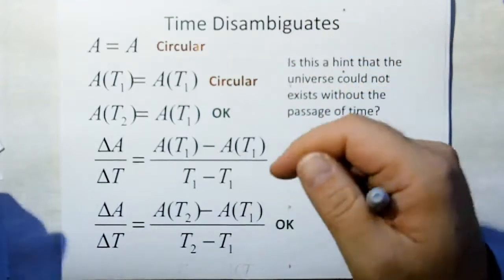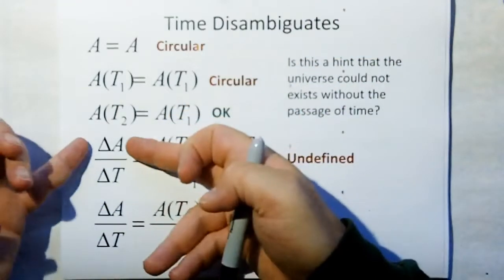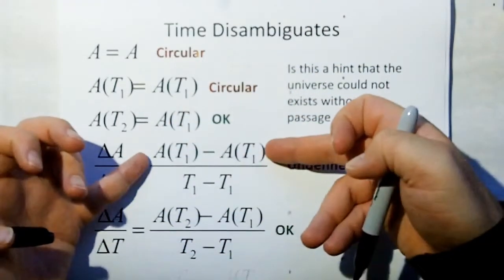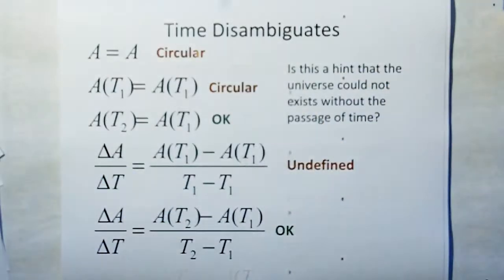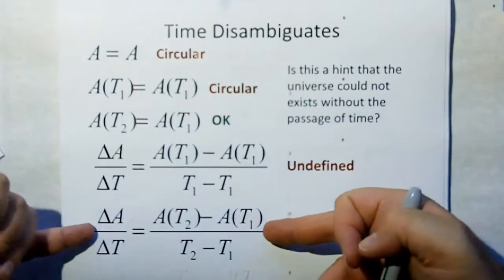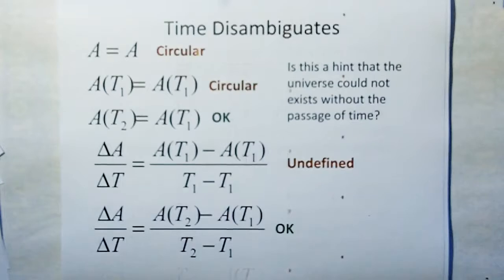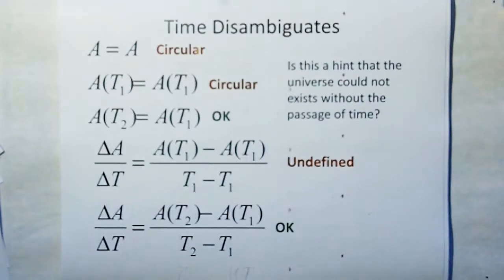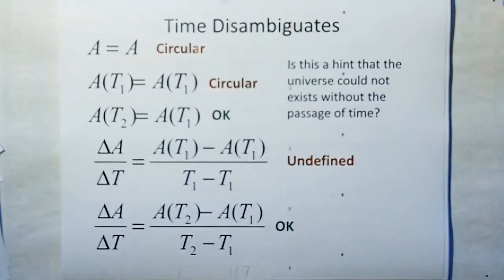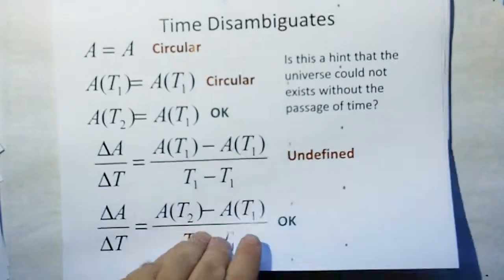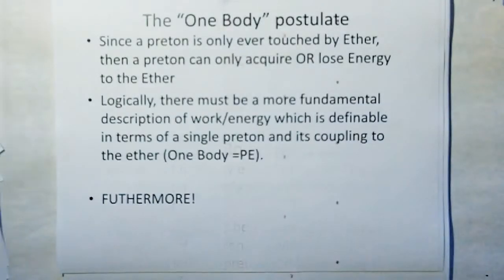That shows consistency. And if you want to look at the change in A over time, if you consider them at the same time, you get an undefined state. But if you show them at two different times, then you have a rate of change of A, which is okay. So having a definition that spans time is fine. So we can have a circular system.